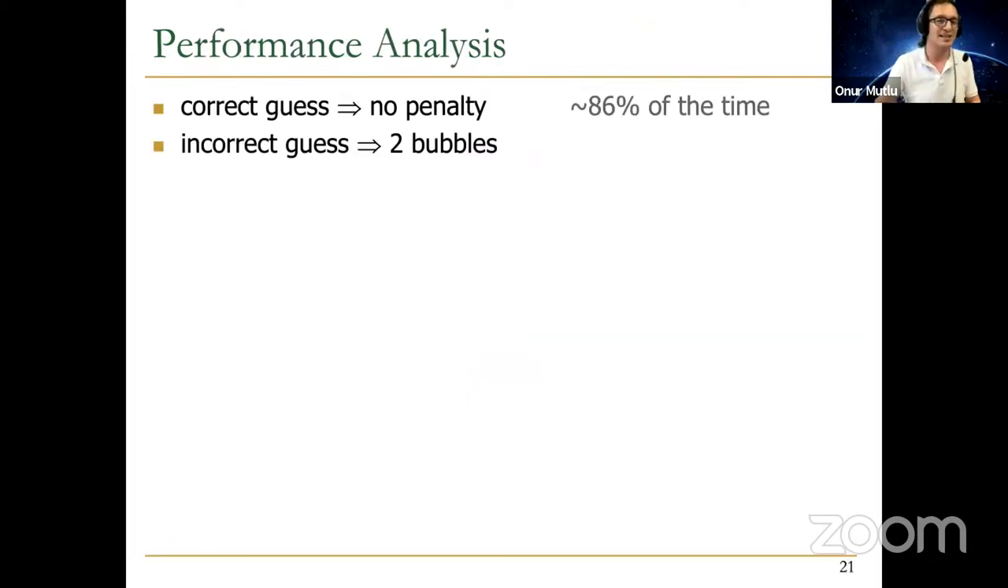So let's do some performance analysis. Very simple. Correct guess, no penalty. Incorrect guess, two bubbles.